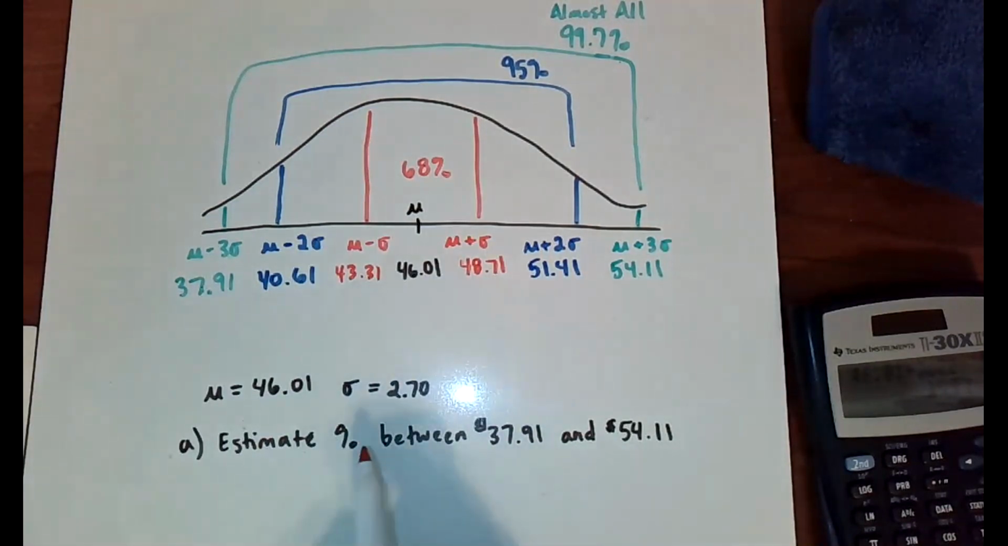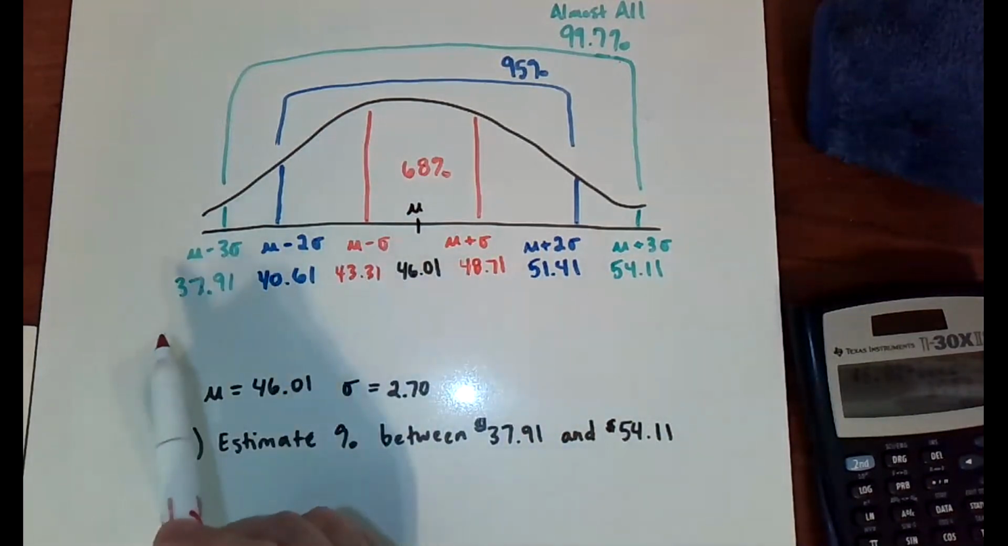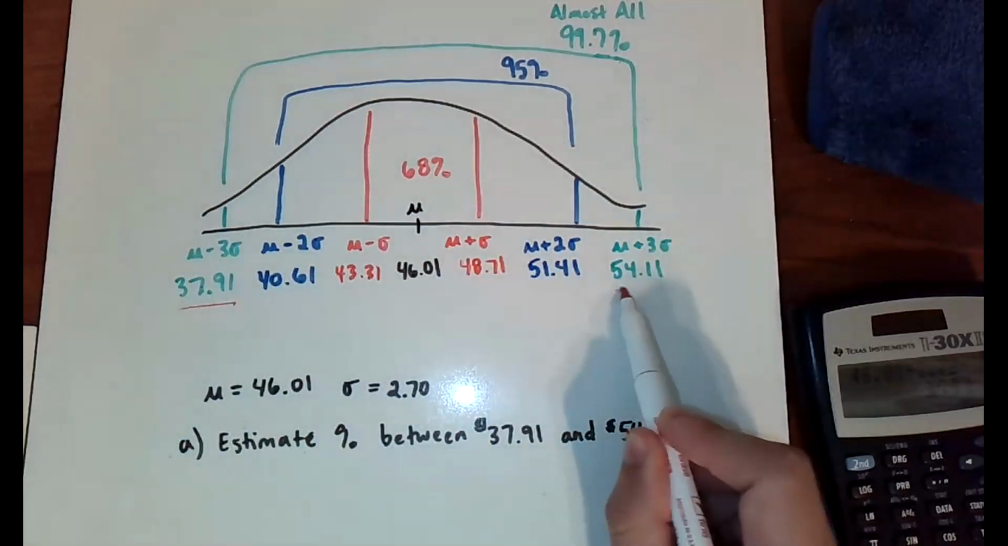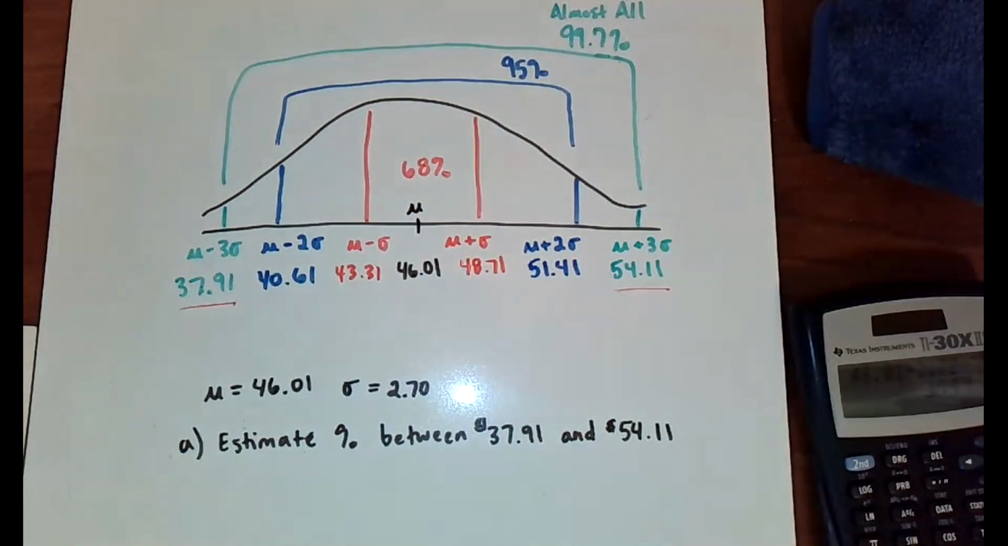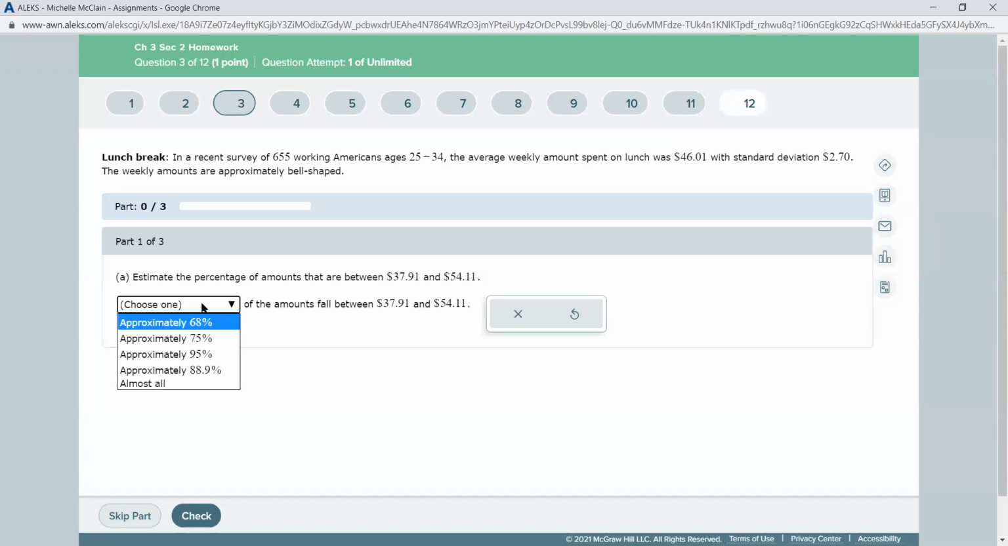Let's look at our first question. It says estimate the percentage between $37.91 and $54.11. Look, there's that value, here's this value. So green belongs to 99.7% or almost all. Let's switch our screen and place our answer in that blank. I'm going to switch back to Alex. It's a drop down menu with 3 of the empirical percentages. 68, 95, almost all are empirical rule percentages. Be careful with the other 2, those are actually Chebyshev's rule. I'll do Chebyshev's rule in a different video. We had said almost all. Let's check our answer, and we're good to go.